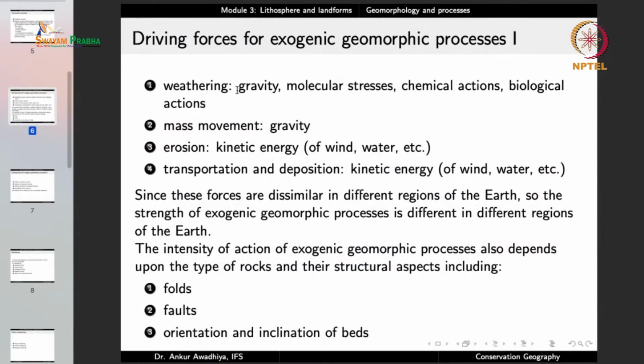Now, not only through physical processes such as pressure, but there are also certain chemical reactions that are aided by the biological processes.